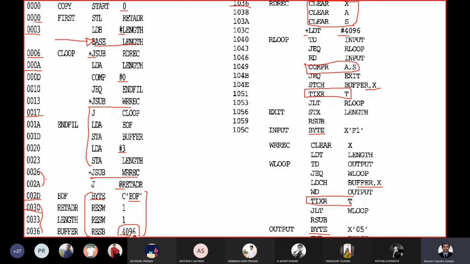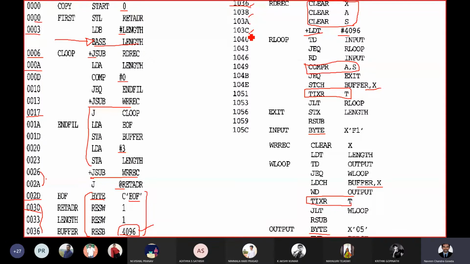Again, as I mentioned, these three instructions belong to format 2, so you can observe I am allocating only 2 bytes. 36 plus 2 is 38, 38 plus 2 is 3A, 3A plus 2 is 3C. Likewise, I will be allocating only 2 bytes to each instruction, because those are format 2 instructions. Again, there is +LDT, which is format 4. As it is format 4, you will be allocating 4 bytes. So C plus 4: C is nothing else but 12, 12 plus 4 is 16, and 16 is 10 in hexadecimal. So 3C will become 40.